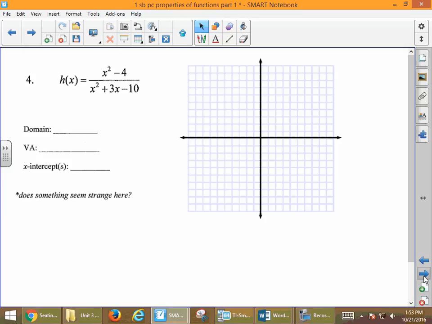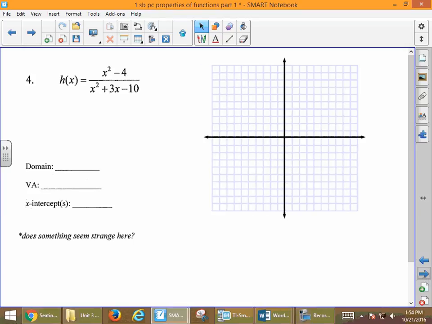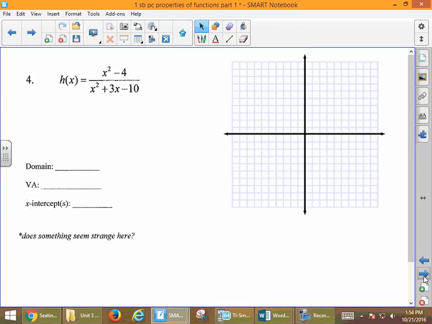So one more here on the front page, and it says, does something seem strange here? Normally what I like to do is draw the graph first on the calculator. But when you see this function and you see x squared minus 4, what do you think? Maybe not so good of a question. What about the trinomial, the x squared plus 3x minus 10? What do we think when we see a trinomial like that? Factor it. Can we factor the numerator, can we factor the denominator?